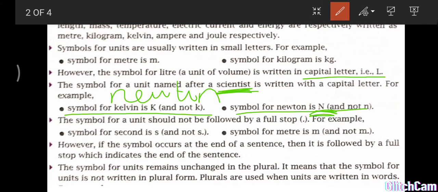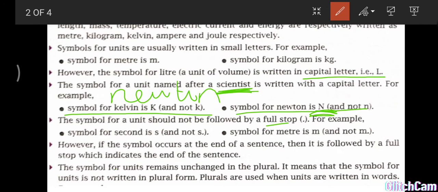Next, the symbol should not be followed by a full stop. But if it is at the end of a sentence, then you can use the full stop. And the third, last important one: whether the quantity is plural or singular, you use the SI unit only in the singular form.